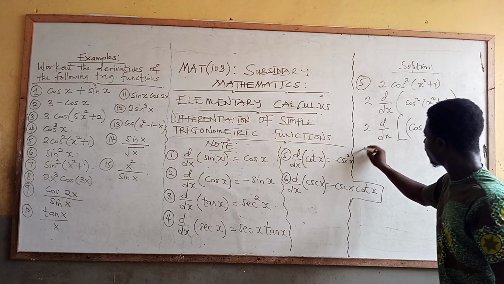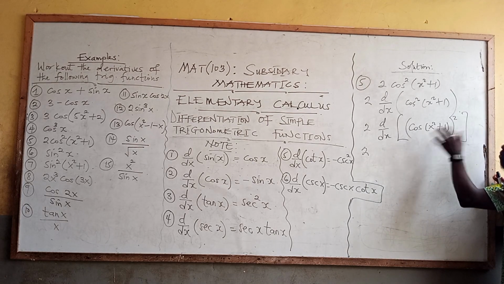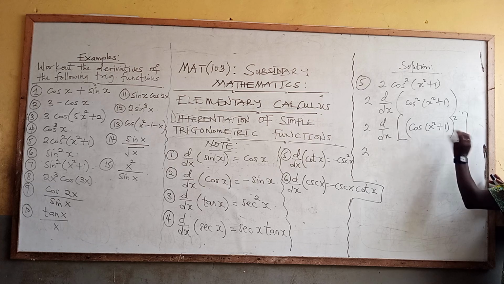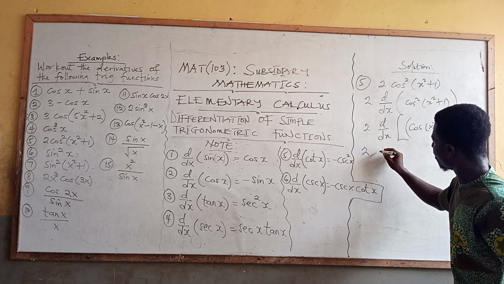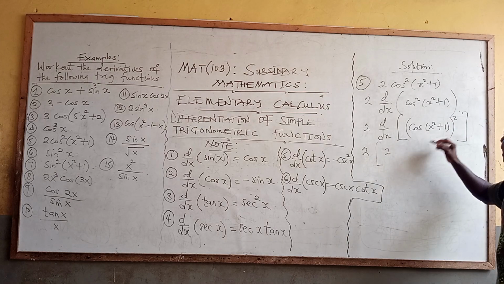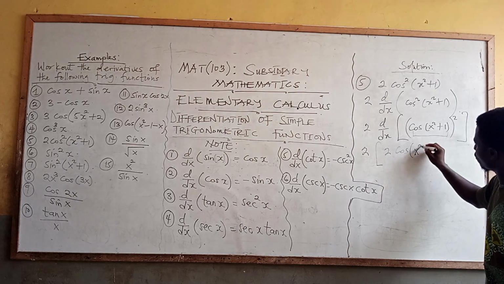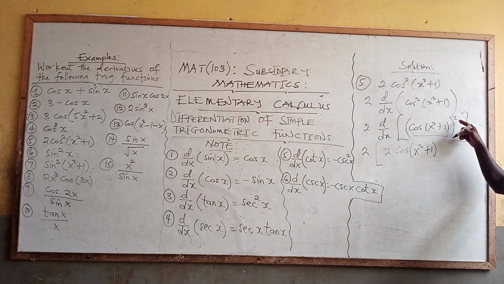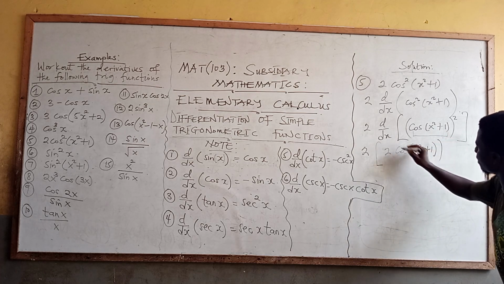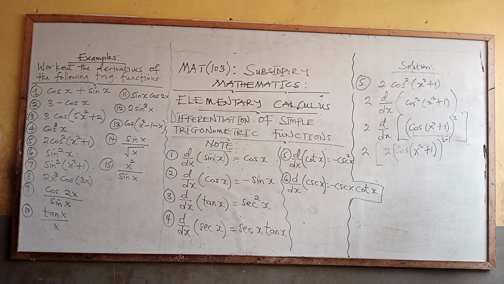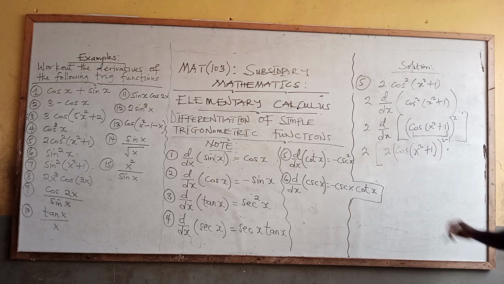Right. So I have 2 times, let's see, we are differentiating. We can use the chain rule, but let's use our shortest procedure. So I say 2 drops down. So I have 2, then our cos x squared plus 1. Then we subtract 1 from the exponent. Right? So I have something like this. We subtract 1 from the exponent. Then times differentiate cos x squared plus 1.